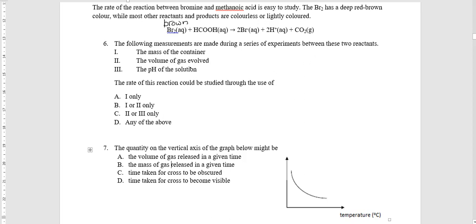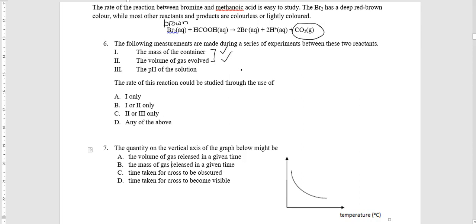The rate of this reaction could be studied through the use of, now this is a throwback to when I asked you in class, how can you design an experiment to measure rate? Essentially, anything that's changing over time that is realistically possible to measure in a lab, you can use to determine the change in rate. So mass of container and volume of gas evolved go hand in hand. If you have a gas as one of the products, then you can do both. You have CO2 being one of the products here.